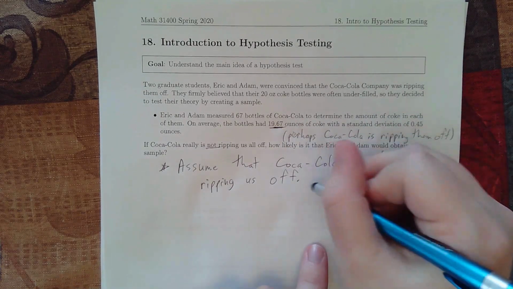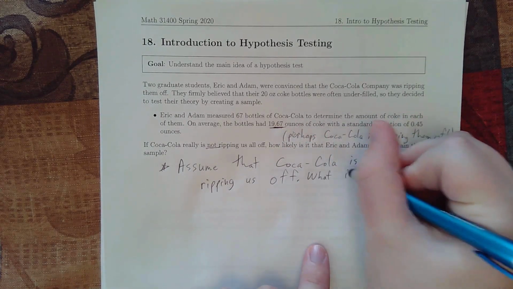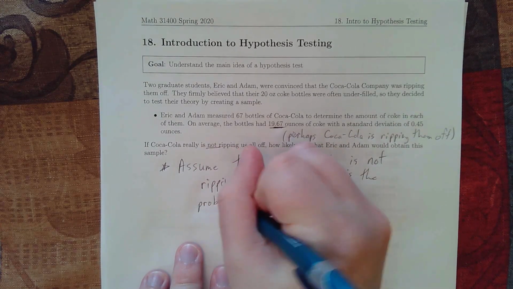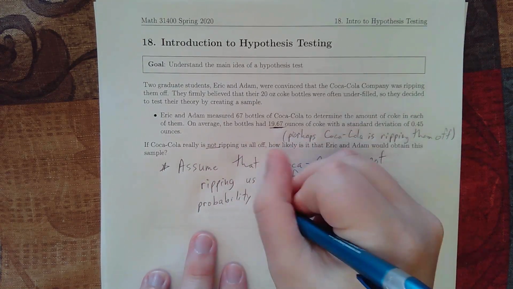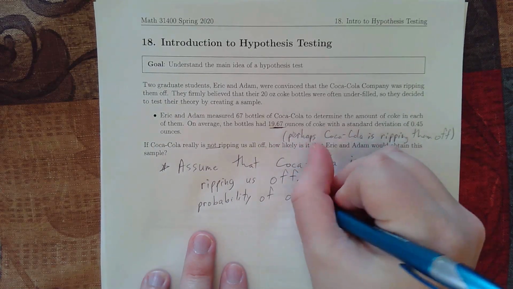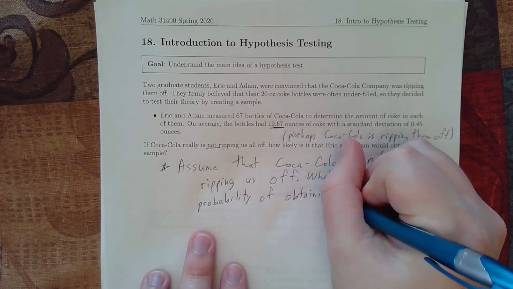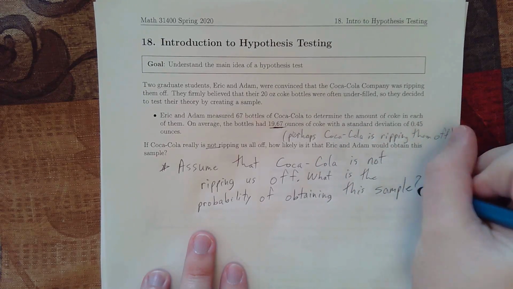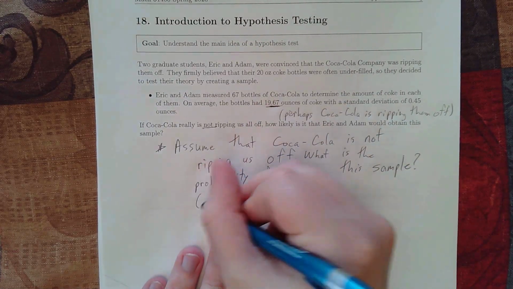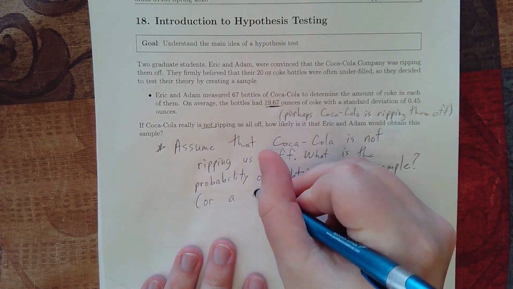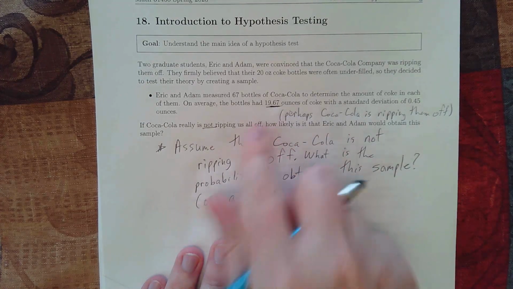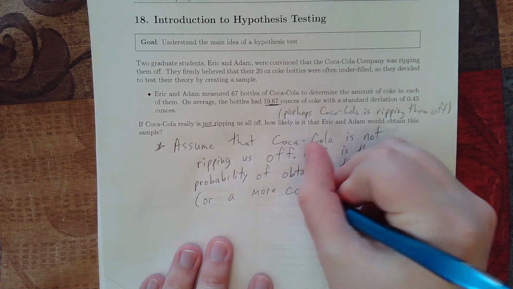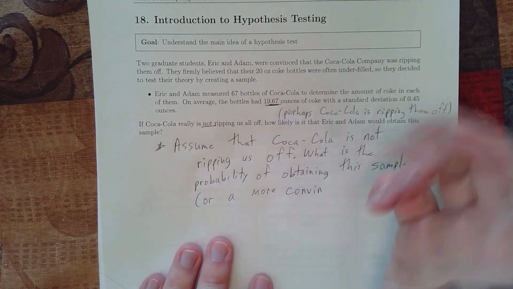Now we want to know what is the probability of obtaining this sample, or something more convincing. More convincing would mean something even lower, or even lower of a number of ounces filled, rather.